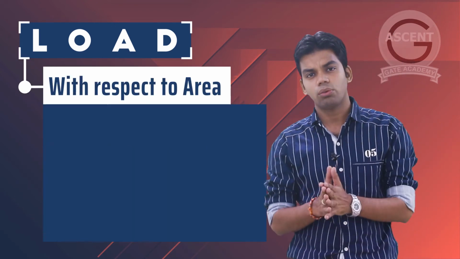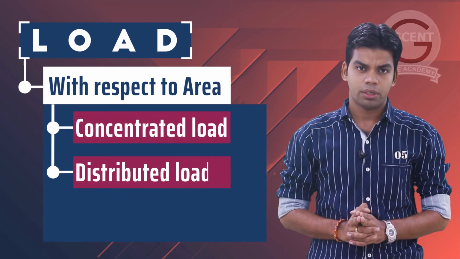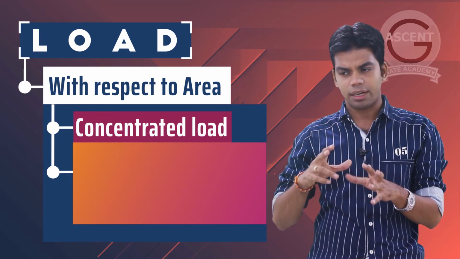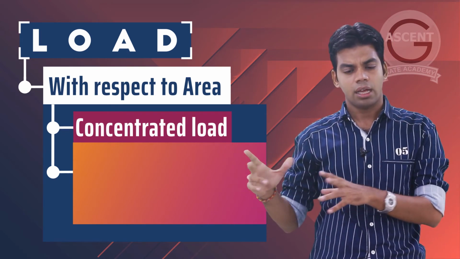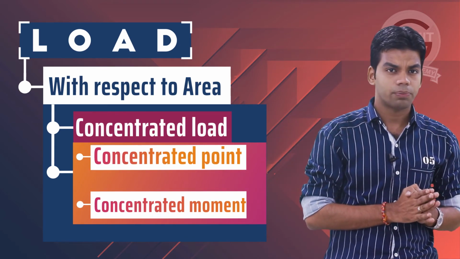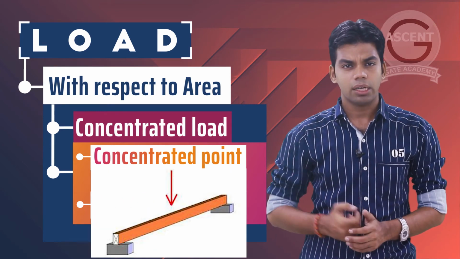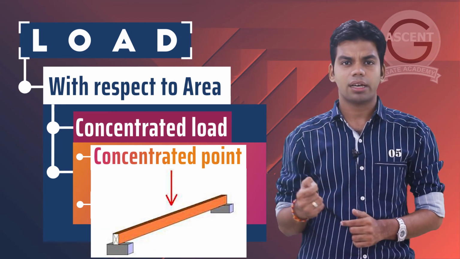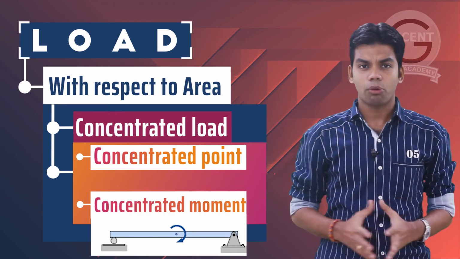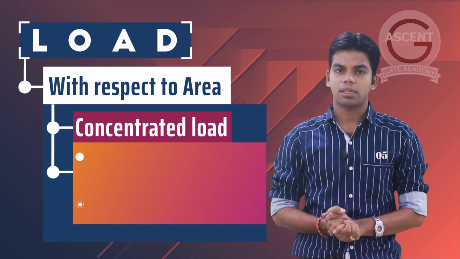Next classification, the third classification is with respect to area. Now with respect to area, it can be classified as concentrated load or it can be the distributed load. Concentrated load, the load which is concentrated at a particular point. Distributed load, that means the load which is distributed throughout the length. Now this concentrated load can be further classified as concentrated point load or concentrated moment. Concentrated point load, as you can see in the figure, the complete load is concentrated at a particular point, that is known as concentrated point load. And concentrated moment, that moment is acting at that particular point, that is known as the concentrated moment.